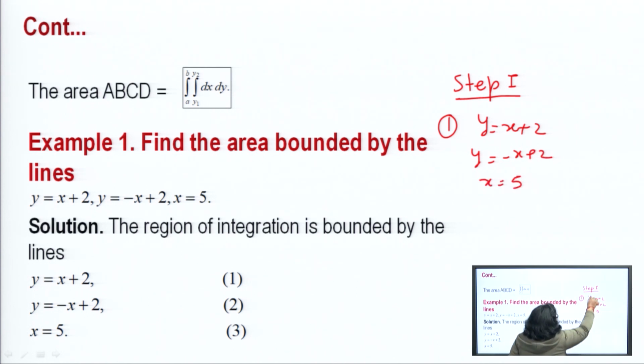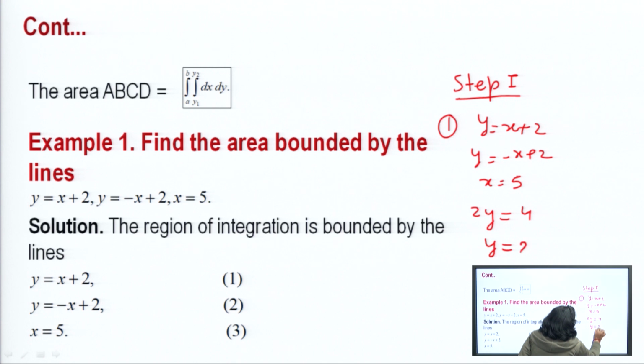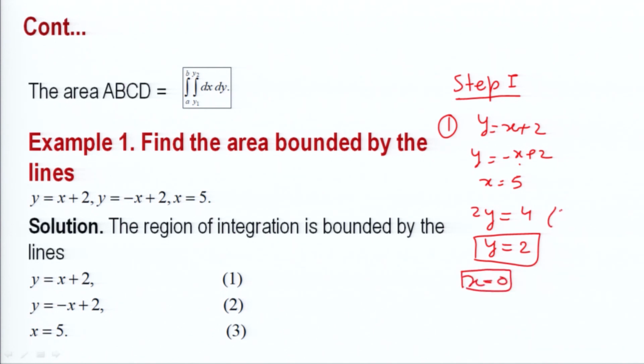What is the intersection point? Adding both equations we get 2y is equal to 4, y is equal to 2, and putting y equal to 2 in both equations we get the values of x coordinates. If y is 2 here, x is 0. So, the coordinate is 0 comma 2. For the next coordinate, put x equal to 5 in the first equation, we get 5 comma 7, and put 5 in the second equation we get 5 comma minus 3. There are 3 coordinates which are intersection points between these lines.